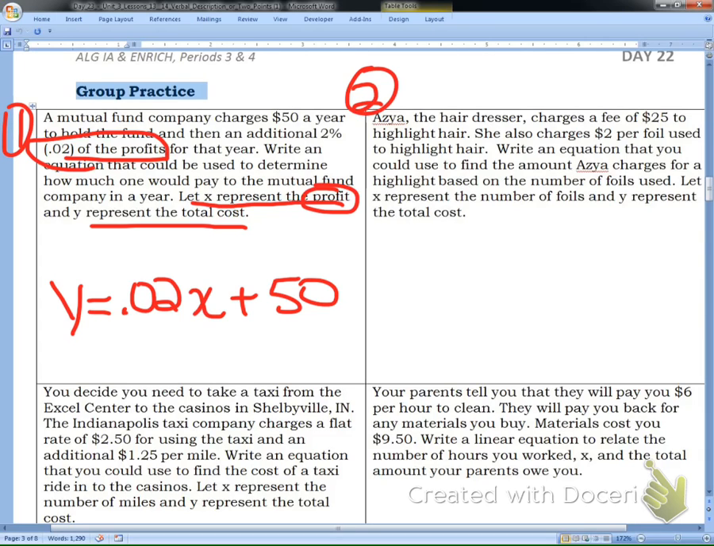Alright, either you're stuck or you're ready for me to check. It says let x represent the number of foils and y represent the total cost. Almost all of these, they're y's representing your total cost, so they should always start with y is equal to. And then you look through the problem and try to find the foils. Here she is charged $2 per foil. So there's that keyword, that per, that also lets you know that that's the coefficient of x, or your rate.